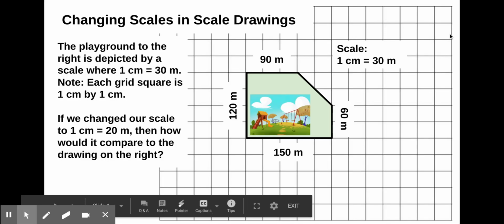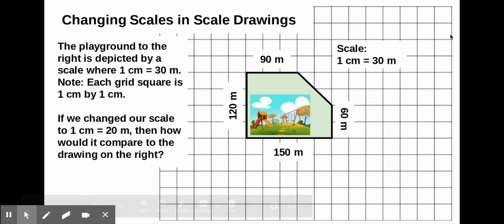All right, let's talk about changing scales and scale drawings. The playground to the right is depicted by a scale where 1 centimeter equals 30 meters. Note, each grid square is 1 meter by 1 centimeter. If we change our scale to 1 centimeter now equals 20 meters, then how would it compare to the drawing on the right?